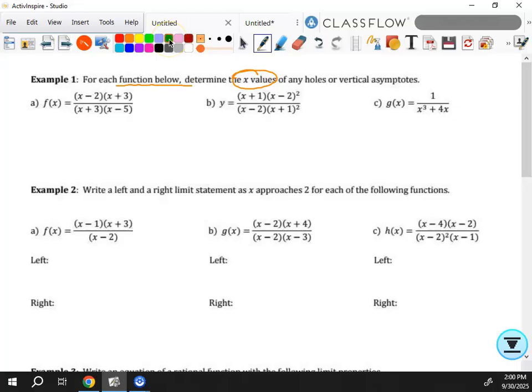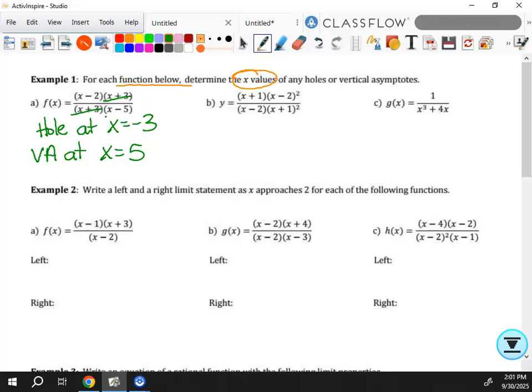So when I look at A, I can cancel this out, right? Which means that I have a hole at x equals negative 3. But I'm not worried about the y value because nobody asked me for it. And then after I've canceled that out, I can also see that I have a vertical asymptote at what? x equals 5. Good. All right, you good with that? That's old business, right? We can figure that stuff out.